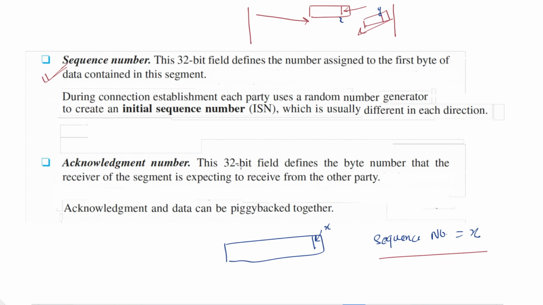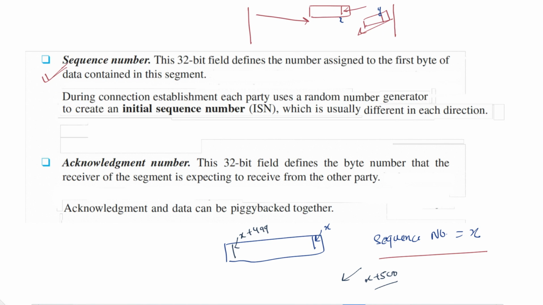Next field is the acknowledgement number, and this field is basically telling you what is the expected number that the party is expecting to receive. Suppose we have sent from X to X plus 499, then the party is expecting to receive X plus 500 next, right? So this is a 32-bit field that defines the byte number that the receiver of the segment is expecting to receive from the other party. Now, acknowledgement and data can be piggybacked.